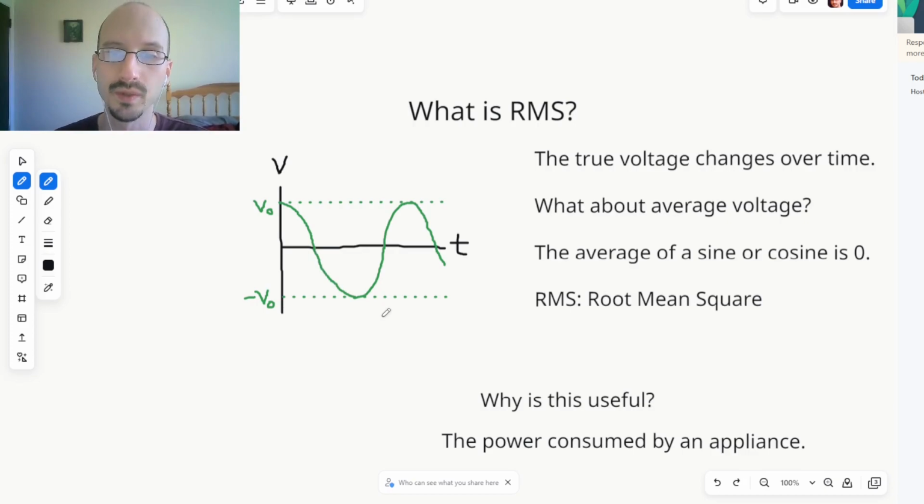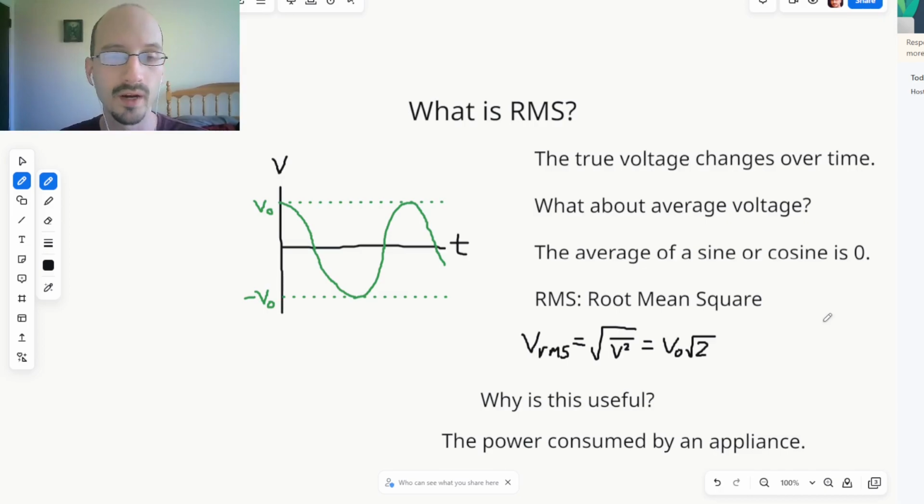To get around this, we square it, then we take the mean, then we take the root of the mean of the square. So V_RMS is calculated by taking the square root of the mean of the square. The bar means mean average. And with a sine or cosine, this comes out to the maximum voltage divided by the square root of 2. The same thing applies to the current. The current will also follow a sine or cosine, which means there's also an RMS value of the current.